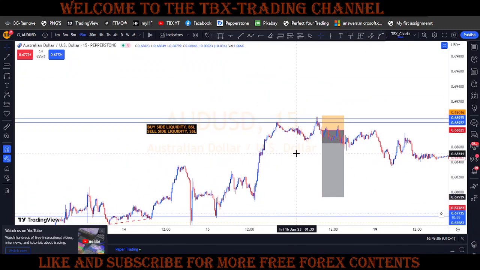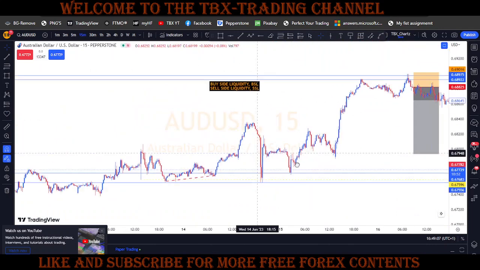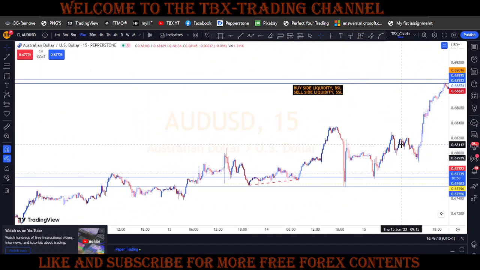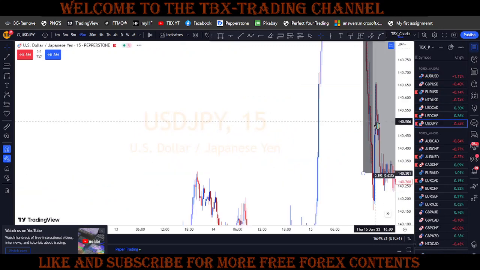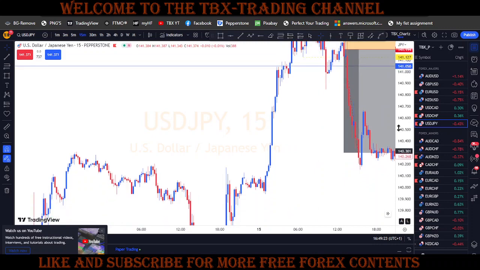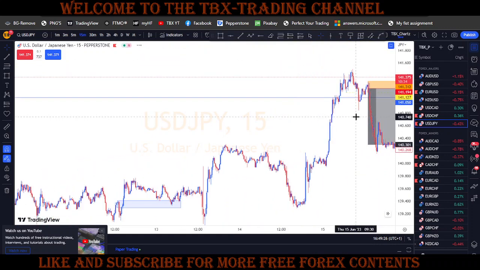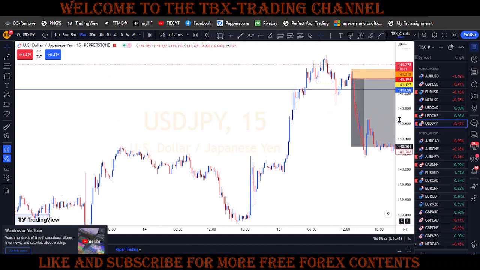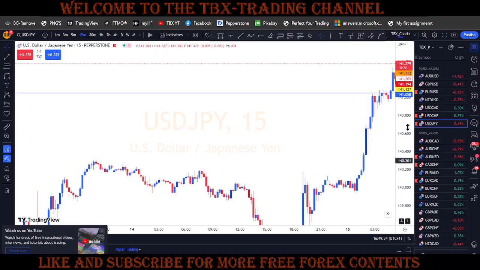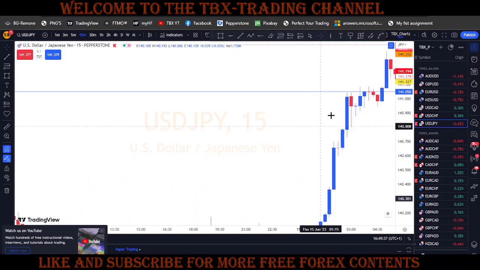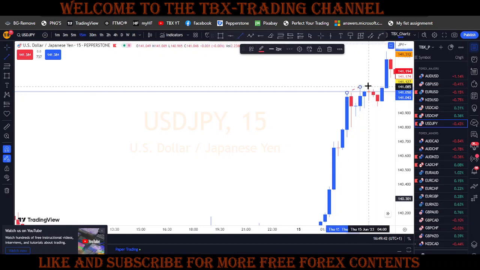So now let's look at a few examples on how to use the buy side and the sell side liquidity. Let's jump into other pairs. Let's check out the USDJPY. As you can see in the USDJPY, price got to this zone. As price got to this zone, price created this liquidity. This is a series of equal highs.